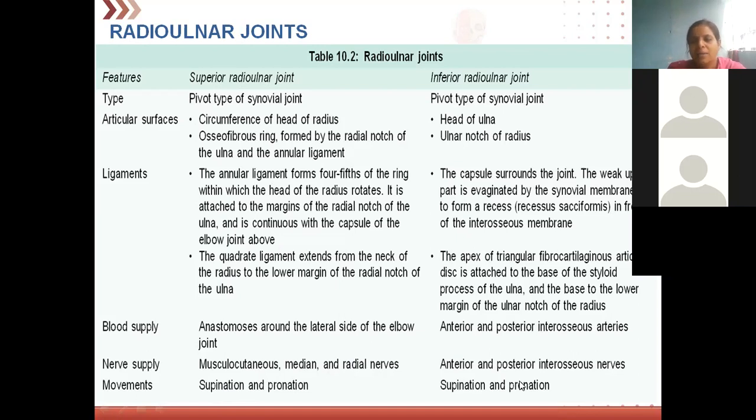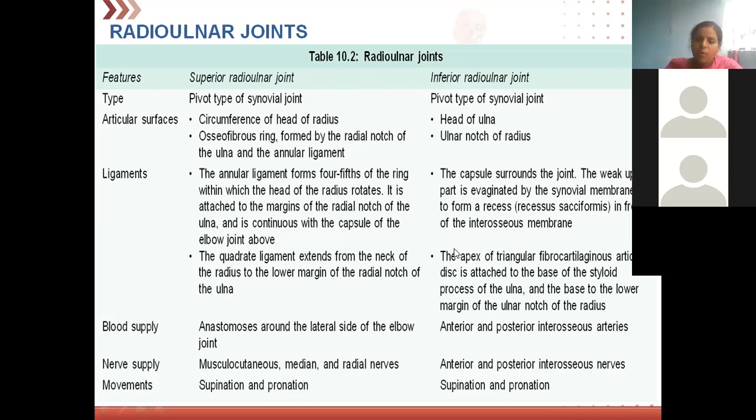Similarly, like any other joint, in the inferior radio ulnar joint the outside thing we have is the capsule. Then there is a triangular fibrocartilaginous disc. You just name it, the triangular fibrocartilaginous disc, which is seen in the inferior radio ulnar joint. Blood supply is from the anterior and posterior interosseous arteries, and the nerves are also the anterior and posterior interosseous nerves. The anterior interosseous nerve is a branch of the median nerve. The posterior interosseous nerve is a branch of the radial nerve, and the function is supination and pronation.